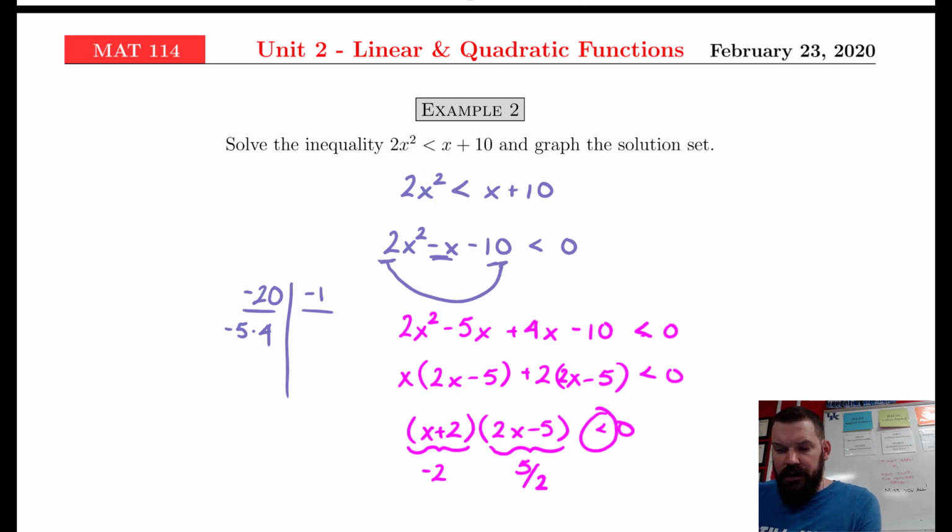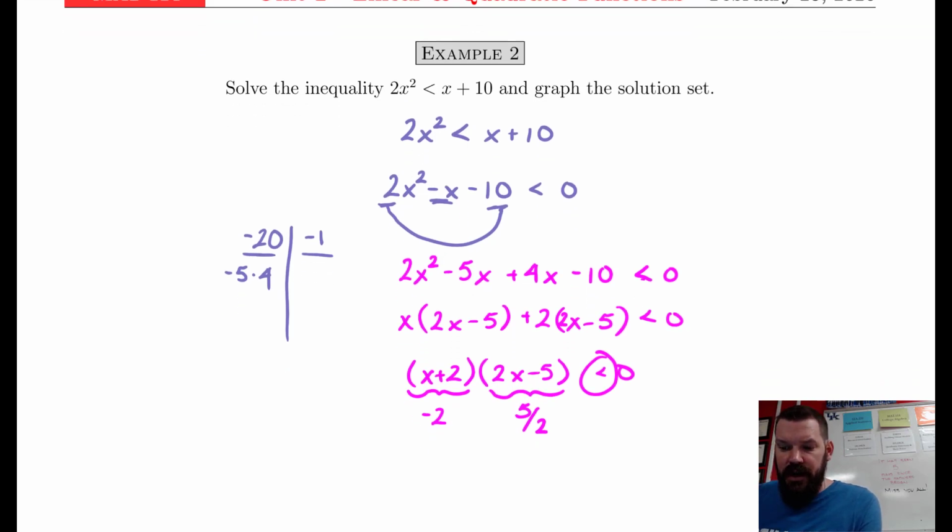This time our inequality is strictly less than, so we do not include our zeros in the solution set. For the solution set on this one, we get x such that -2 is strictly less than x, which is also strictly less than 5 halves. And that is the solution to example 2.